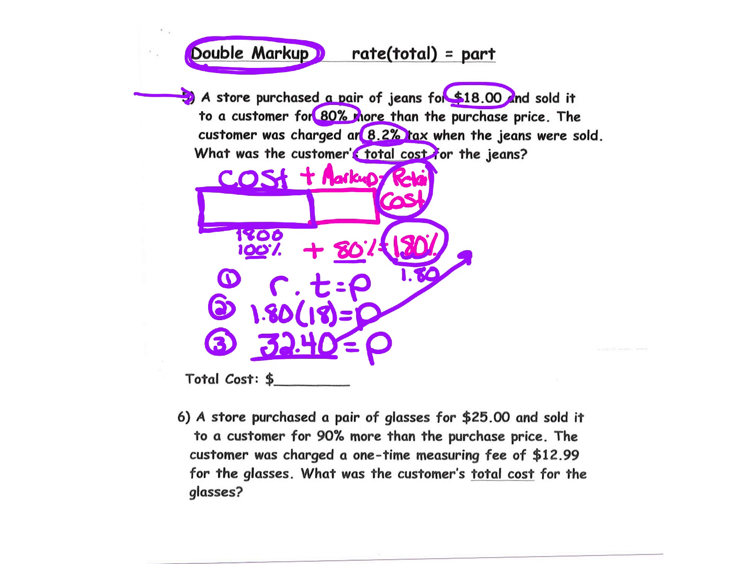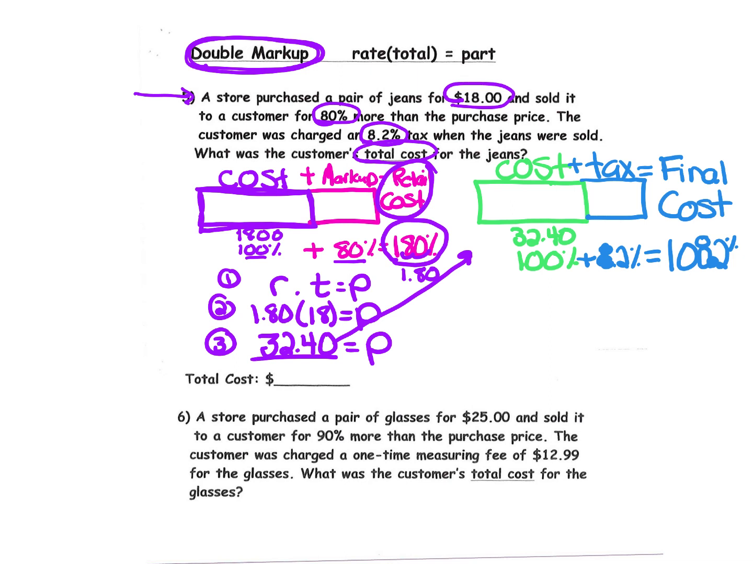But now, as they take that up to the register to buy those jeans, we're going to have to charge them tax. So let's draw a second markup tape diagram. We know that the cost is represented here, $32.40. Tax is added on. Add the cost and the tax, you get the final cost. So as far as a rate goes, we have 100% plus 8.2%. We are at 108.2%. As we convert that to a pure decimal, the rate we're going to use in the formula is 1.082.